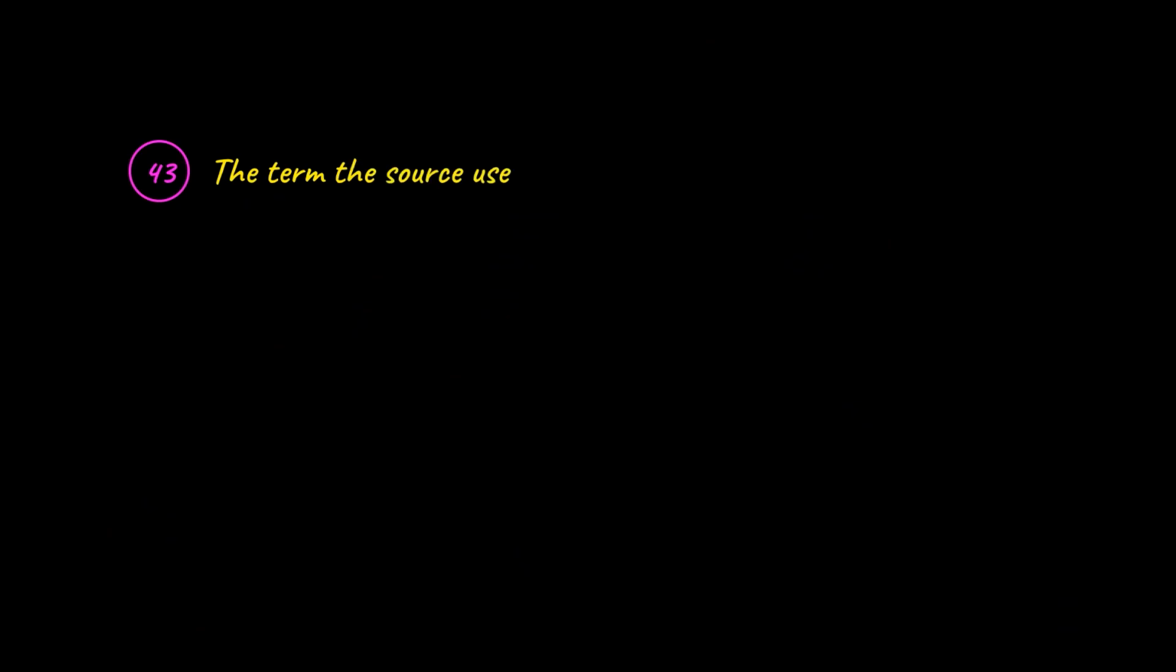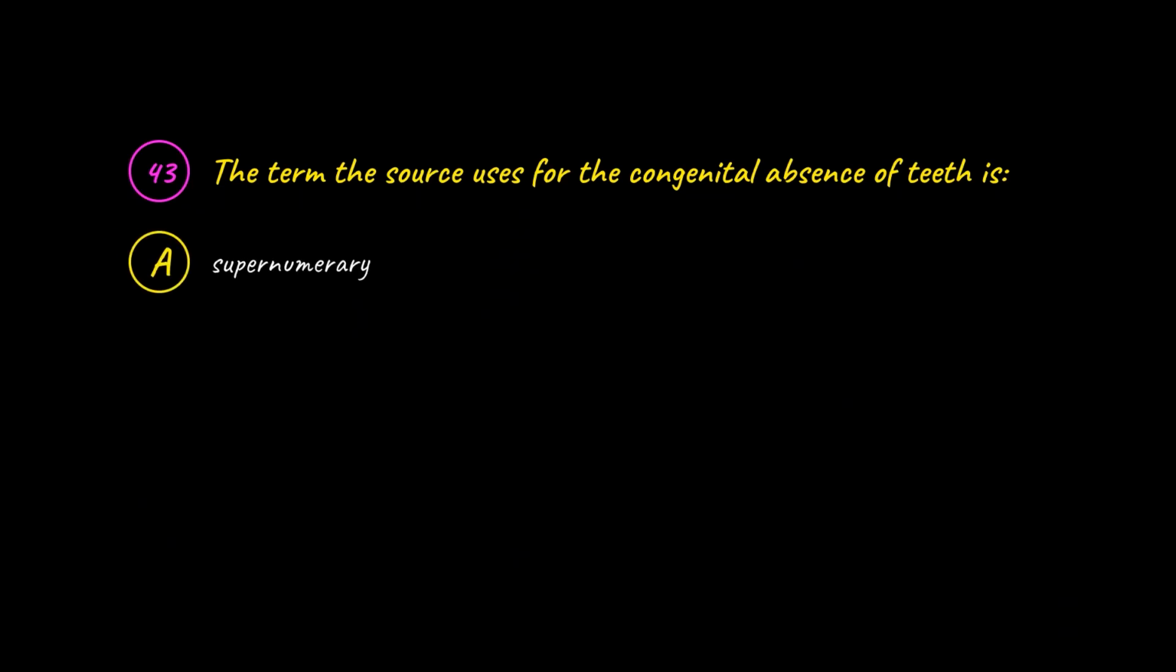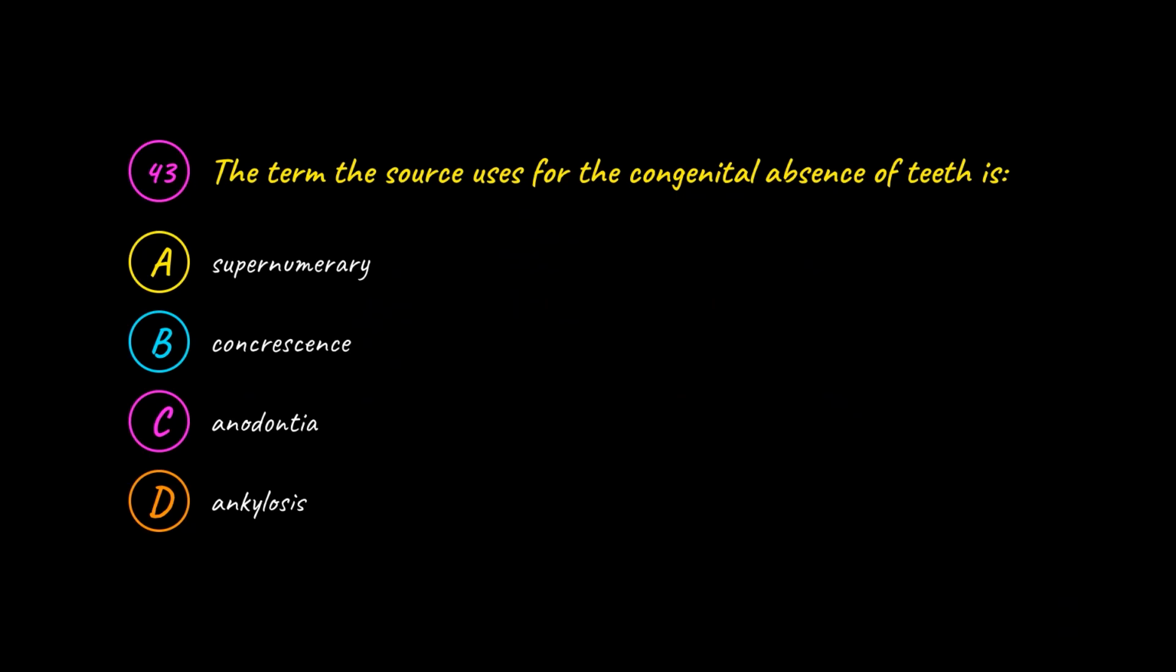Question 43. The term the source uses for the congenital absence of teeth is. Your options are A, supernumerary, B, concrescence, C, anodontia, D, ankylosis. Before I reveal it, which one do you think is right?